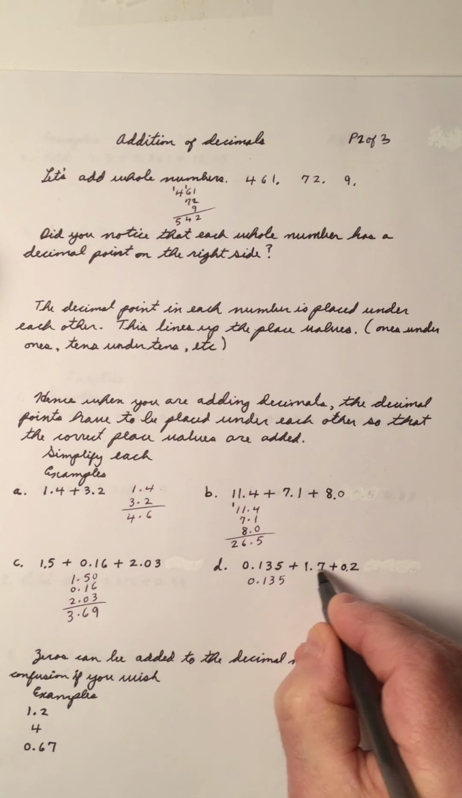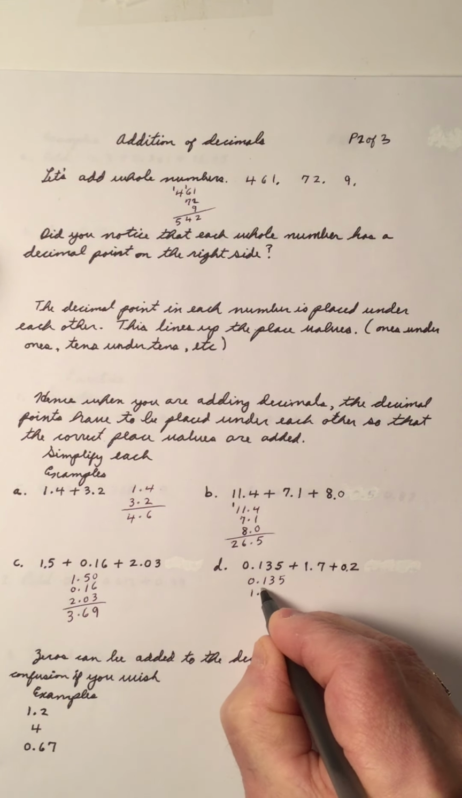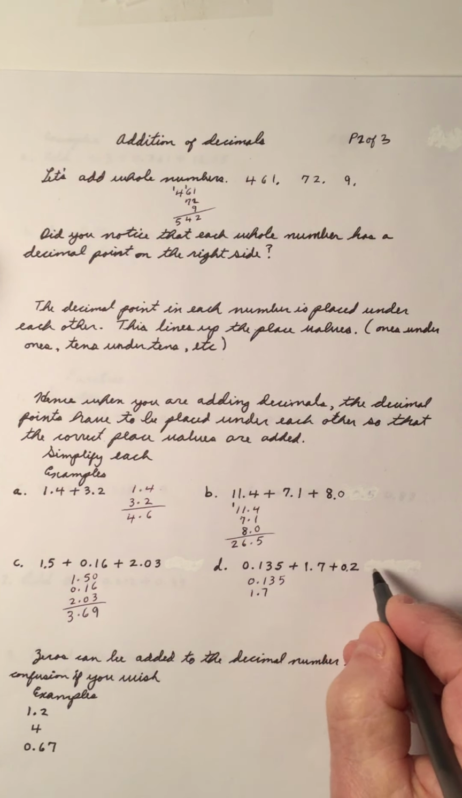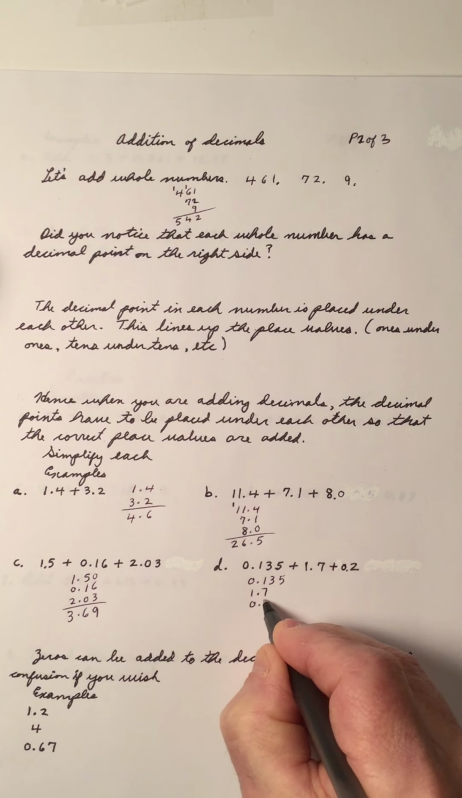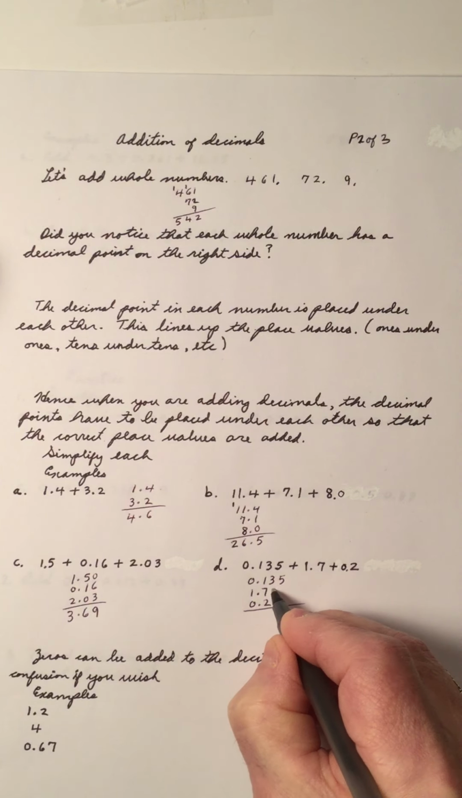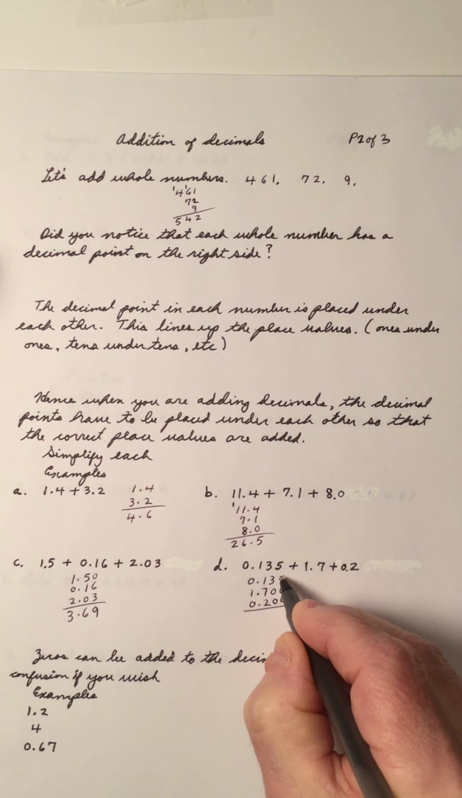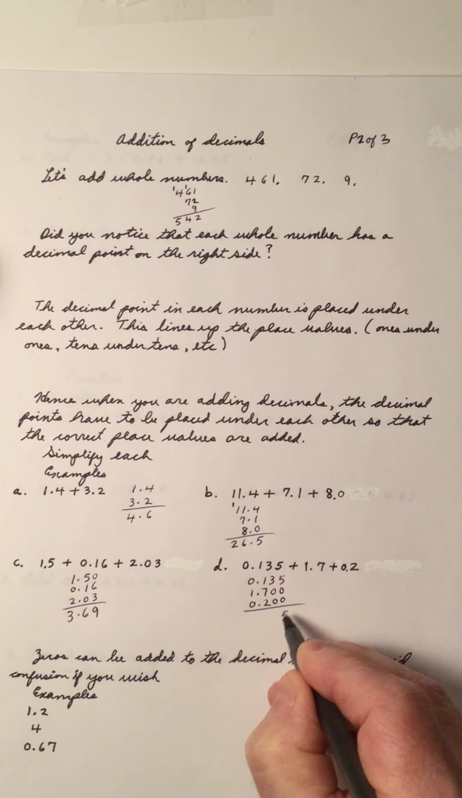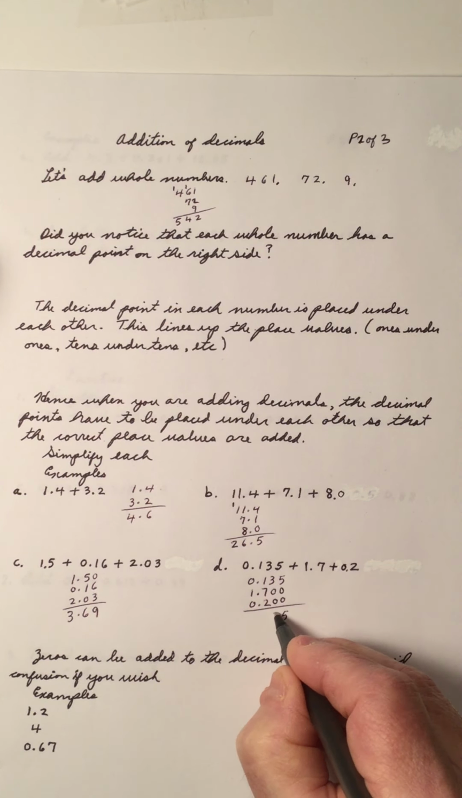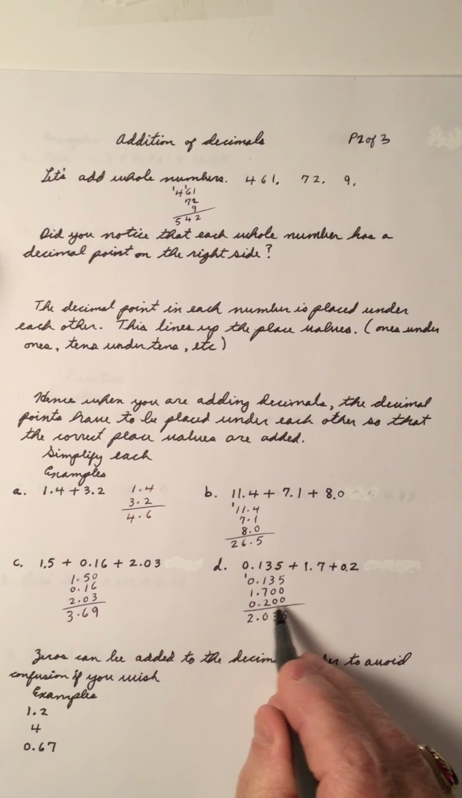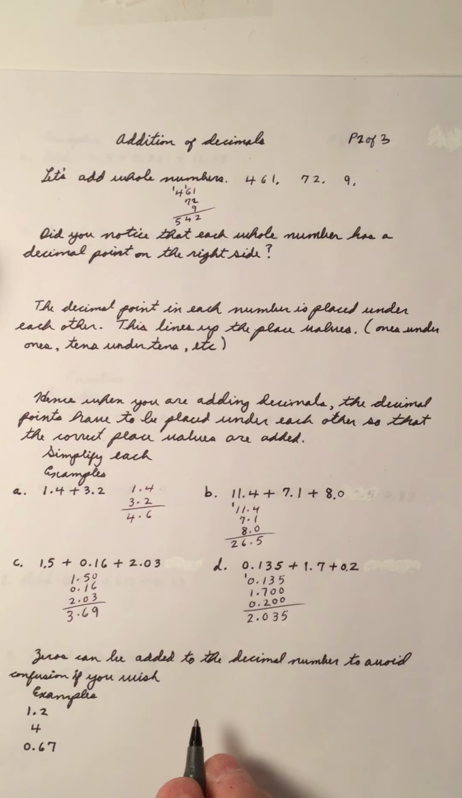0.135, 1.7, and 2.2. And again, you don't have to put the zeros in here, they're understood. So now we've got a 5. We have a 3 when we add. That's 8, and 2 is 10. Put down the 0, you carry your 1. 1 plus 1 is 2, and we put the decimal down. Again, putting the zeros in keeps everything in order, and you don't make a mistake.